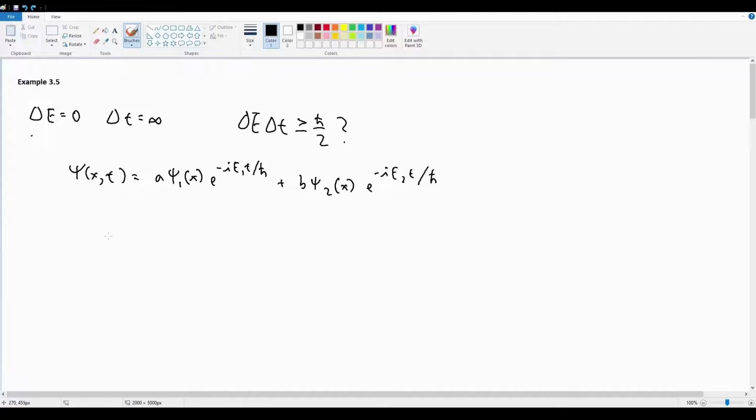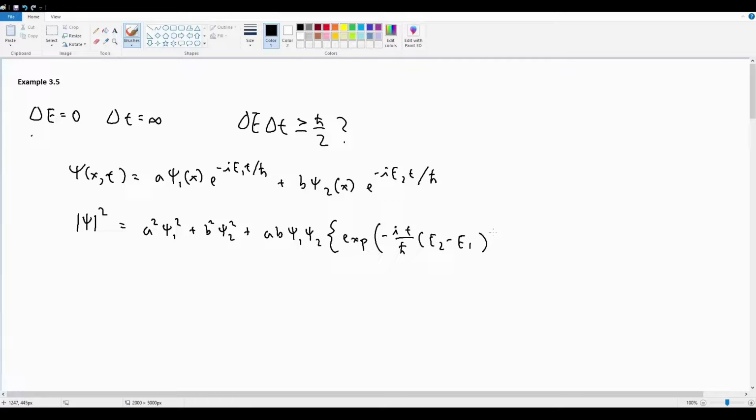For simplicity, we're going to further assume that a, b, psi 1, and psi 2 are all real, so that if I take the magnitude squared of this term, it simplifies very nicely into a squared psi 1 squared plus b squared psi 2 squared plus ab psi 1 psi 2, and then the combination of the exponentials. So I'm going to rewrite this as exp of negative i t divided by h bar times E2 minus E1, and then the opposite version of this, which is going to be plus exp of positive i t over h bar times E2 minus E1.